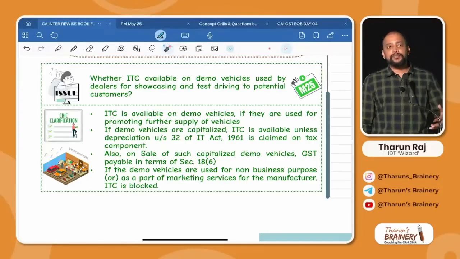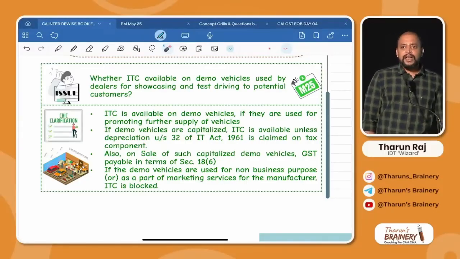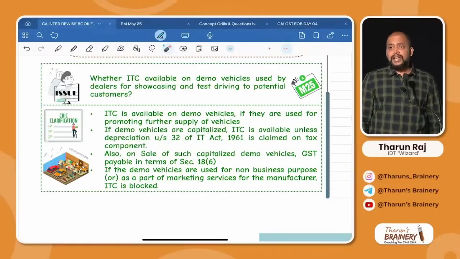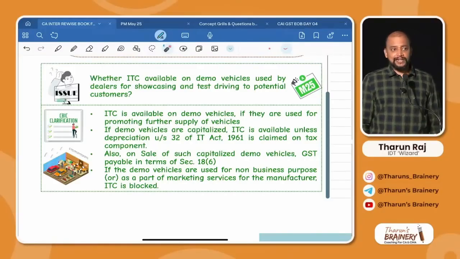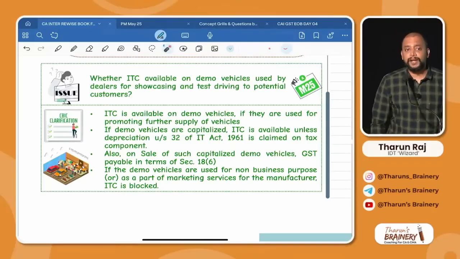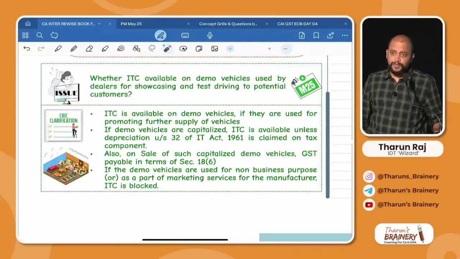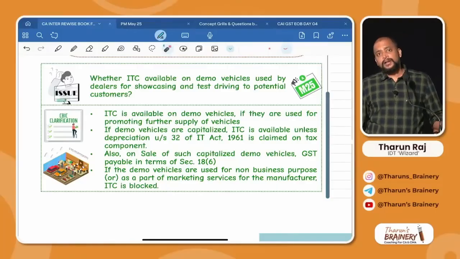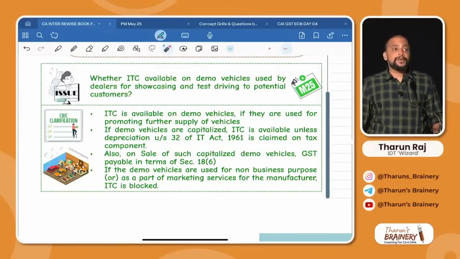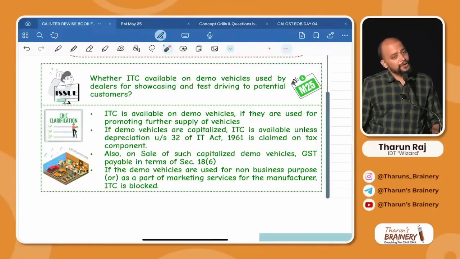And when these people do test drives, whether these test drive cars, if not sold, are eligible for ITC. First, is it covered under further supply? A car is a motor vehicle for transportation of persons, capacity does not exceed 13. Number 1, is it covered under further supply? No. Number 2, is it used in the business of transportation of passengers? No. Is it used for imparting driving skills, that is driving schools? No. Then ITC should not be available.